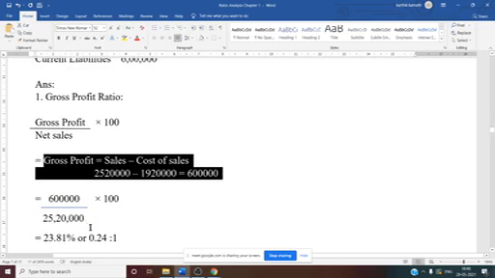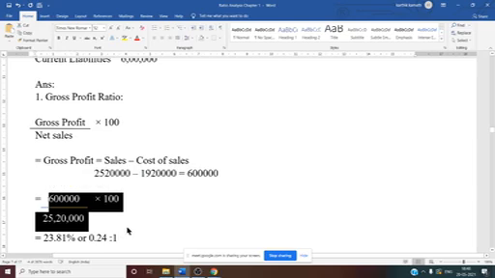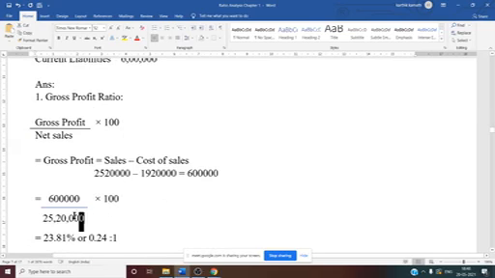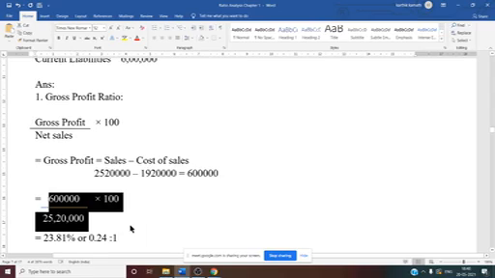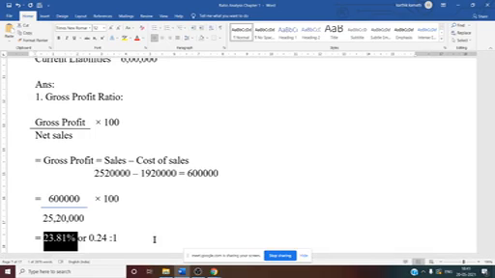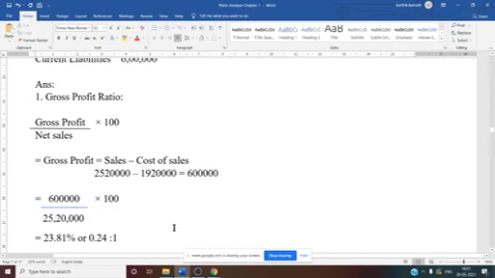So just substitute that in the formula. 6 lakh divided by net sales, which is given in the question, 25 lakh 20,000, in the denominator, into 100. So the answer is 6 lakh divided by 25 lakh 20,000 into 100. That is 23.81%. Or you can show it divided by 100 as 0.2381, or round off to 0.24. Any one method you can show. That is the gross profit ratio.